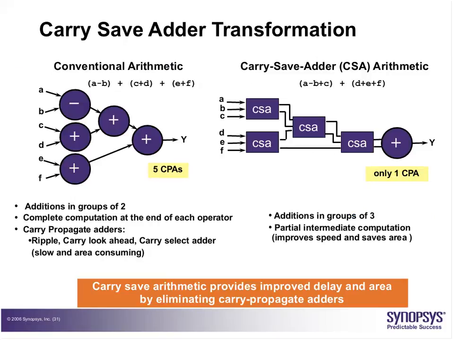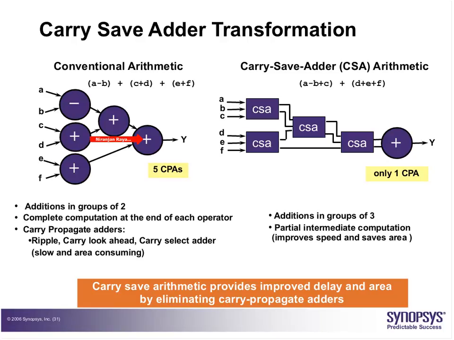So for example, let us look at carry save adder transformation. In conventional arithmetic, you have A plus B, C plus D, E plus F, and then these two are added together and then there is one more adder. Usually if you draw it on paper, there will be carry propagate adders, with addition done in groups of 2. You should understand that it is the carry bit that takes the longest amount of time to go from the input to the output. So let us say in this path there are 3 adders, 1, 2, 3. It is the carry bit that will take the maximum delay.